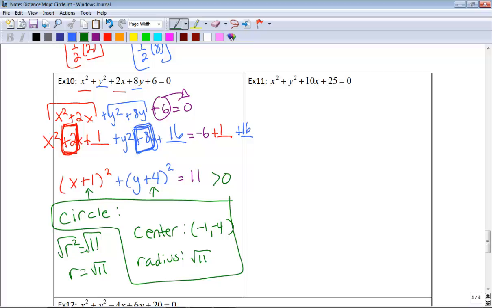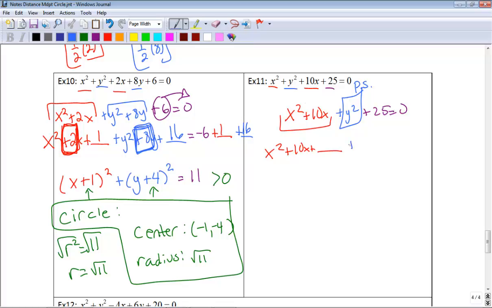Let's look at example 11. Same thing, I need to group. Well, here are my x terms, x squared plus 10x. Here are my y terms, plus y squared, constant, plus 25 equals 0. I only need to complete the square on the x because y is already a perfect square. So I write x squared plus 10x plus blank plus y squared, move your constant to the right, is equal to -25. If there's a plus blank on the left, I need a plus blank on the right.